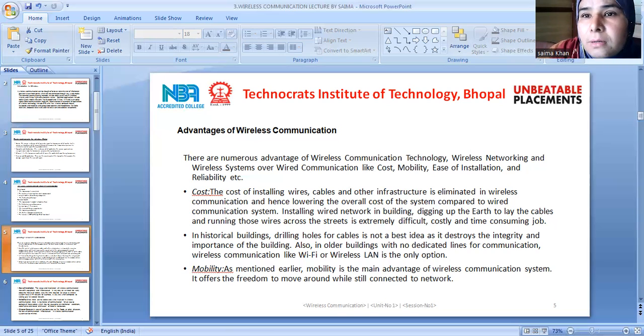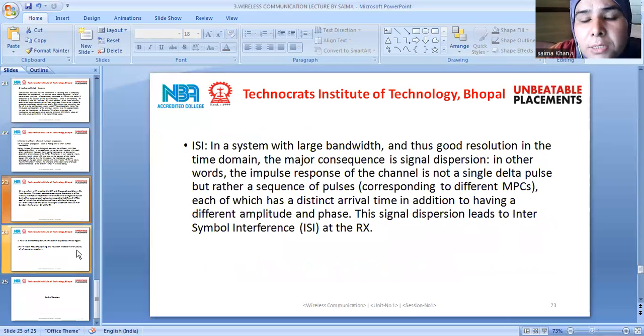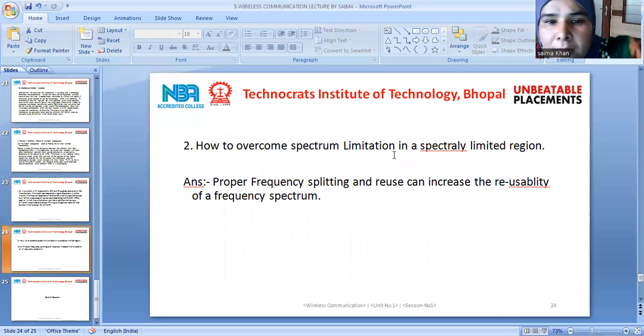So this is all for today's lecture, and I think one portion is remaining, right? The second portion which I have to discuss with you is how to overcome spectrum limitation in a spectrally limited region. If I answer in one line, then I must say that proper frequency splitting and reuse can increase the reusability of the frequency spectrum. So we have to emphasize these factors on how to overcome the spectrum limitation.